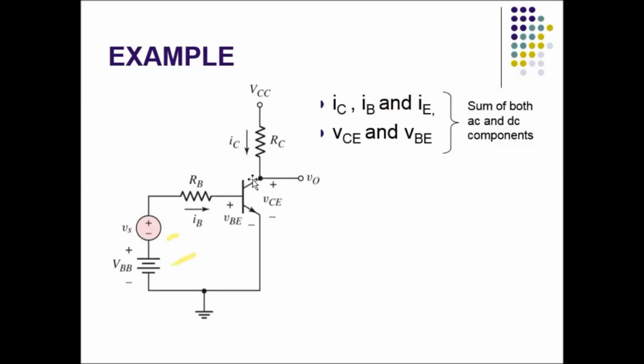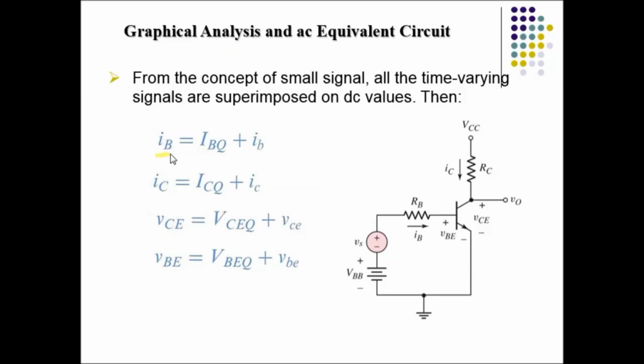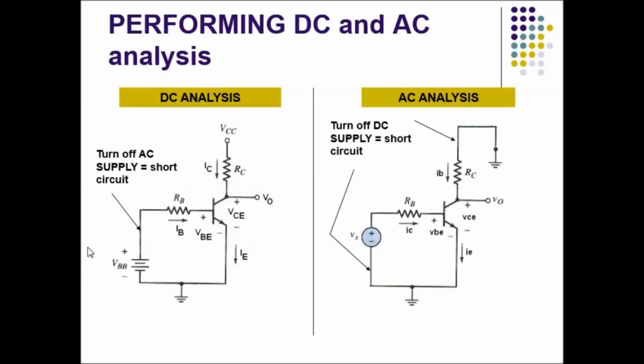So these parameters, the voltages and currents, are the sum of both AC and DC components, right? For example, your base current is equivalent to the DC and the AC component, and so on. In order to get these components, for the DC base current, you do your DC analysis, and for your AC base current, you do your AC analysis, right? You can see here, for DC analysis, we turn off the AC supply and do the analysis to get the DC component, and for AC analysis, you turn off the DC power supply and we get the components for your AC analysis.